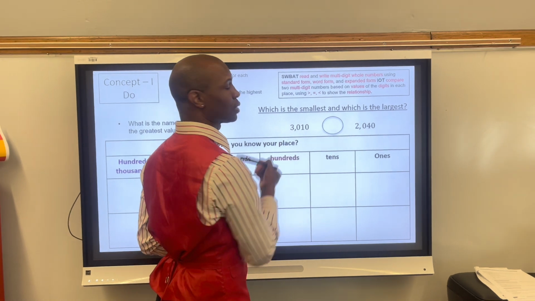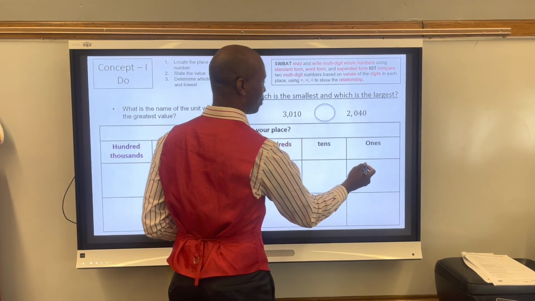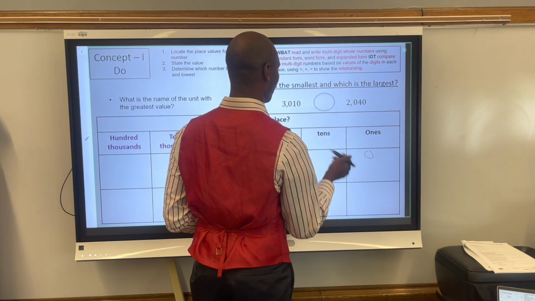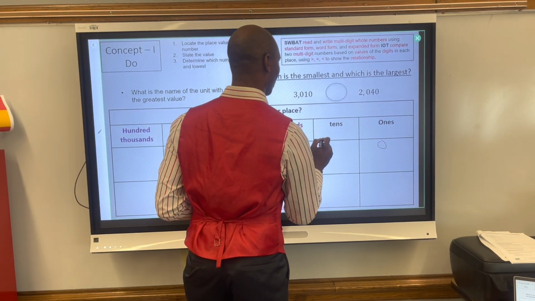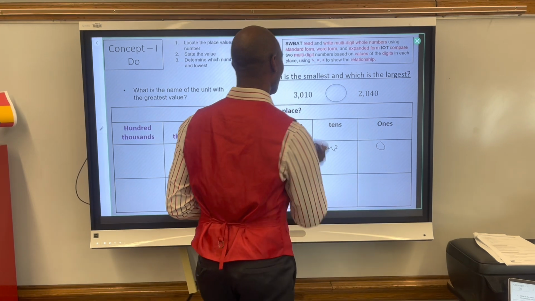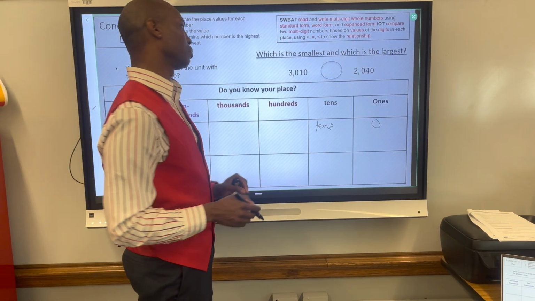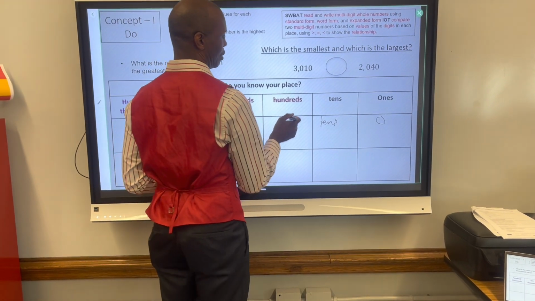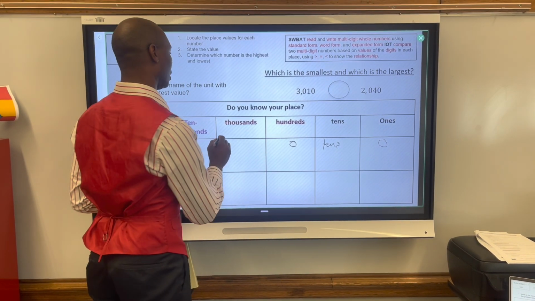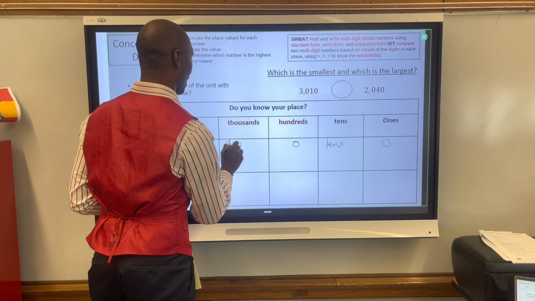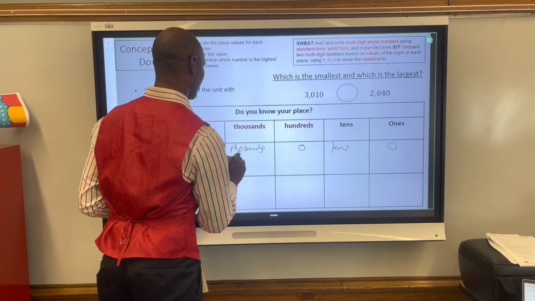I see my first number has 0, so I will not put anything there. It's just going to be blank. I see I have a number in the tens place, and I only have to write it one time. I see I do not have any numbers in the hundreds place, so I don't have to put anything there. And I have number 3 in the thousands place, which makes me write out thousands 3 times.